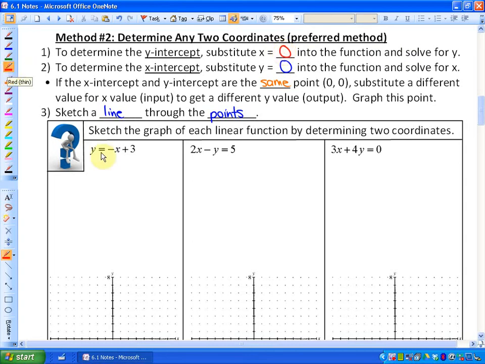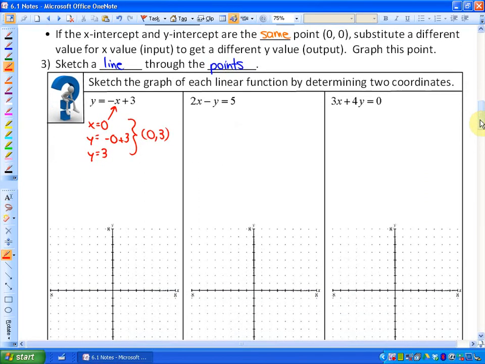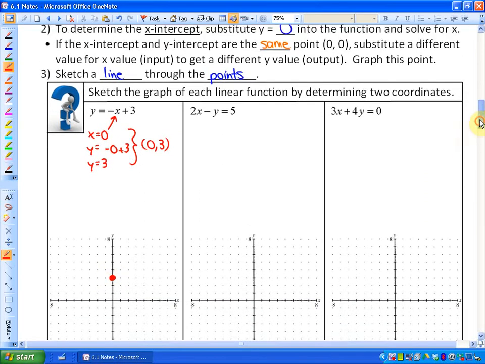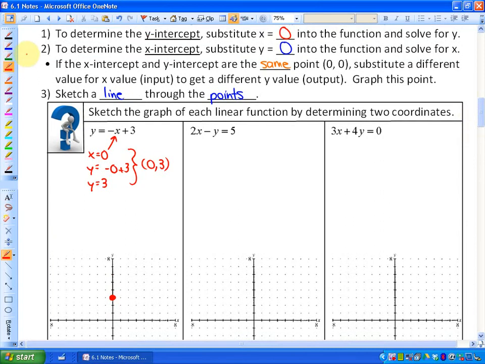If we look at this first example, if I substitute x equals 0 into this function, what I'll get is y is equal to negative 0 plus 3, or in other words, y is equal to 3. So when x equals 0, y equals 3. That's a coordinate, in fact, and that's the y-intercept. (0, 3) is right here. There's 1 point. The second thing we can do, since we need 2 points, is to determine the x-intercept: substitute y equals 0 into the function and solve for x.